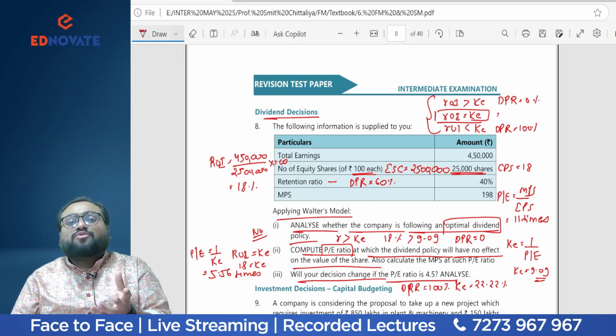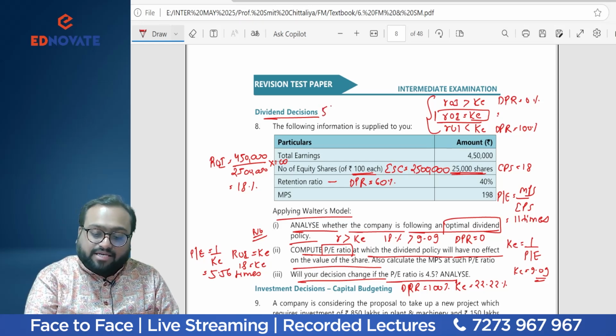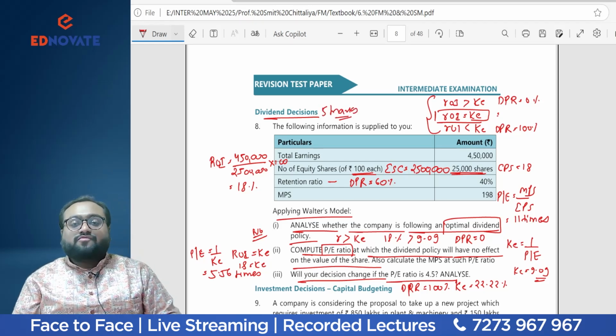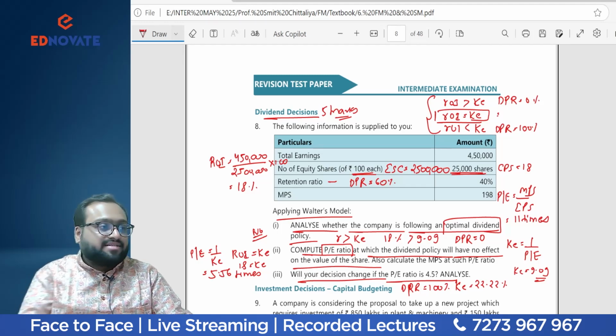See, such a small question, actually, this might come for maximum 5 marks, not more than that. And it's coming for 5 marks. Win-win bonus situation. Am I right? Say yes or no, boys and girls.